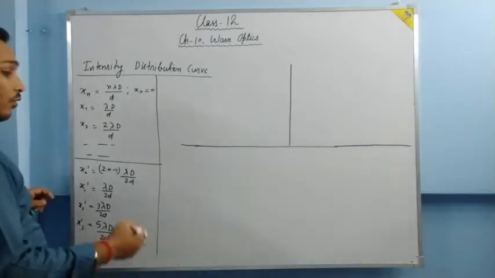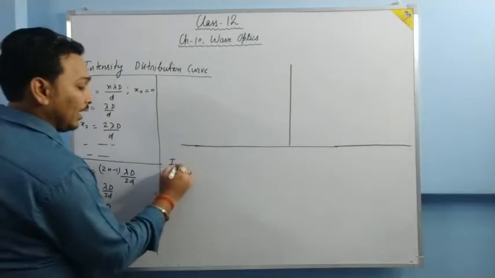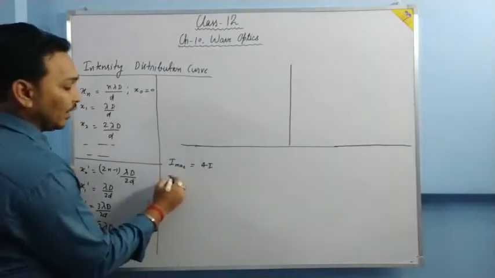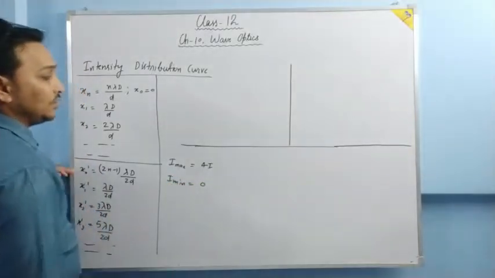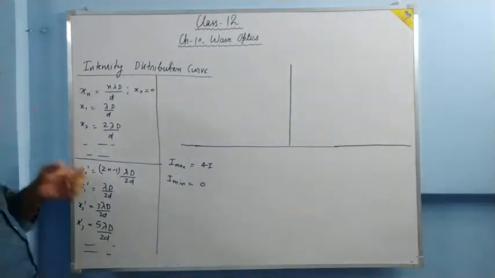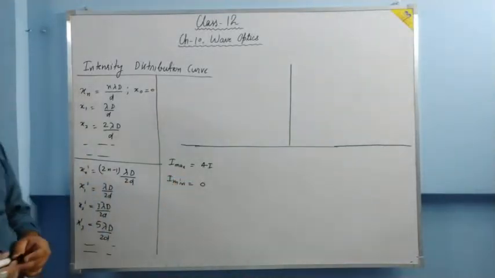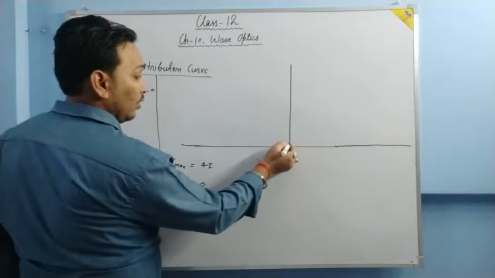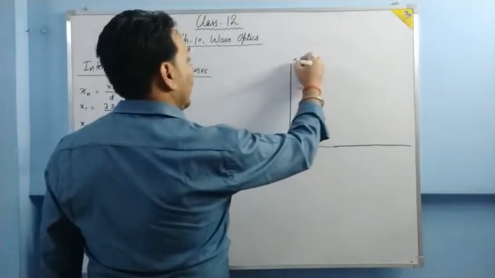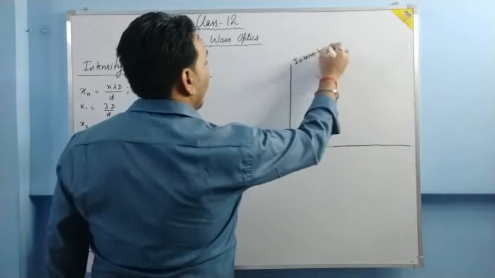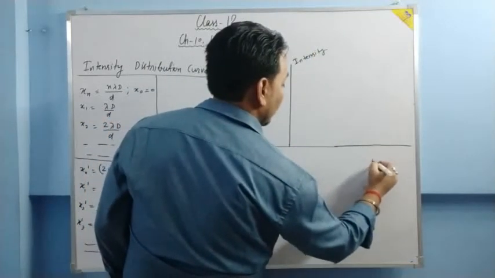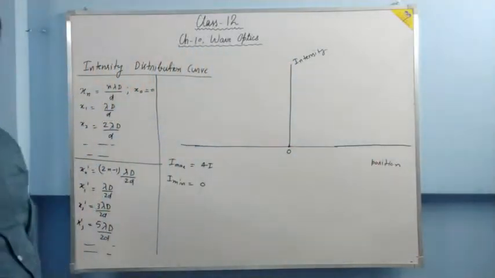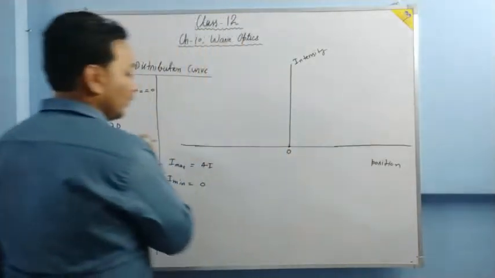What other information we have got from here: I max in case of Young's double slit experiment is 4I, and I minimum is 0. Okay? So from all this information, we are going to draw the intensity distribution curve. For that, on the y-axis we take intensity, on the x-axis we take position. So basically this denotes the center of the screen, that is O. Here some positions will be there, here some positions will be there.